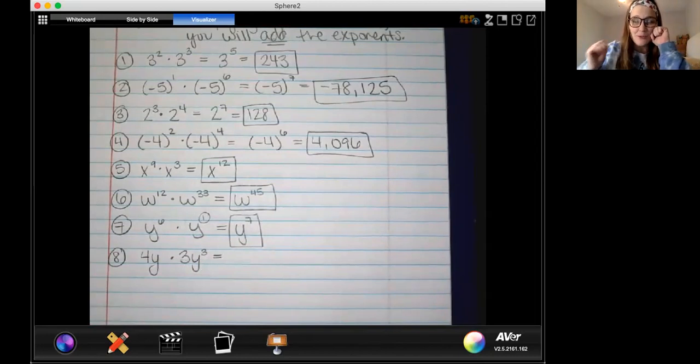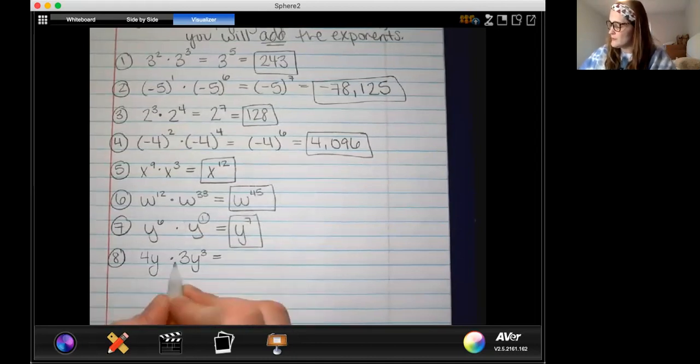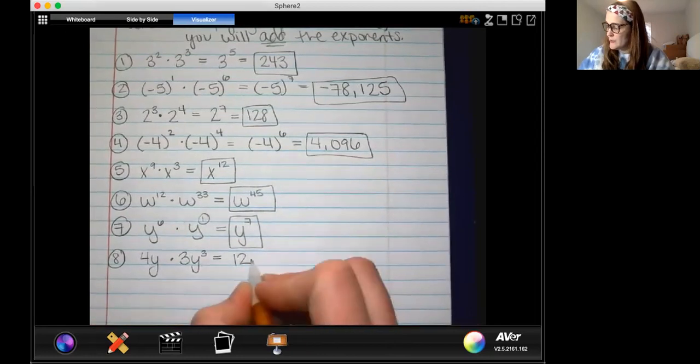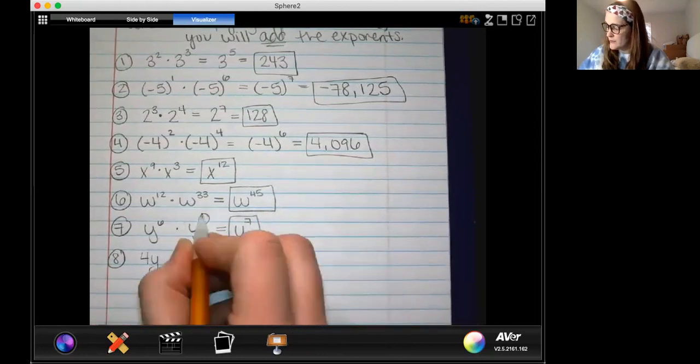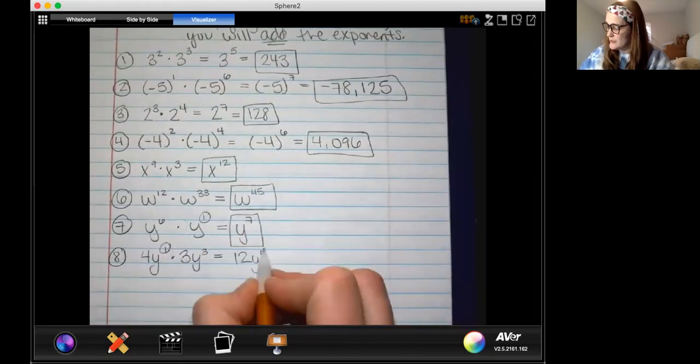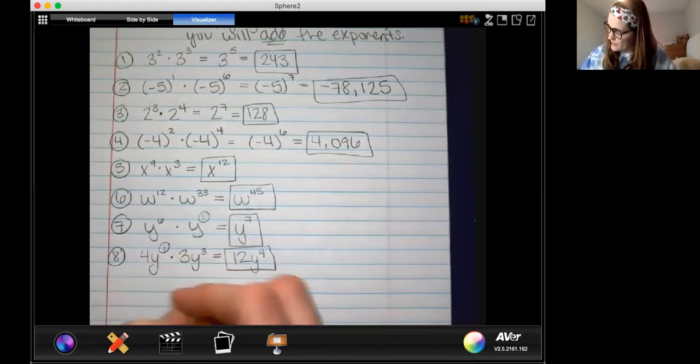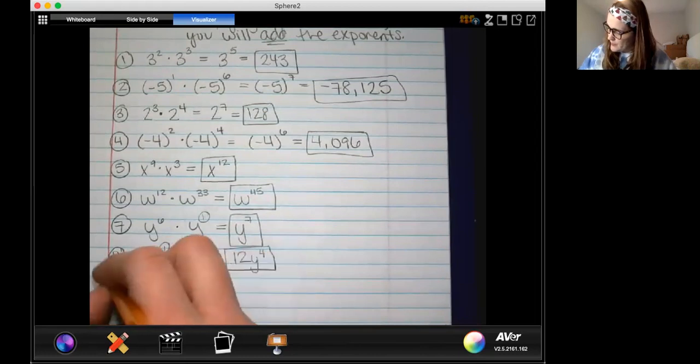4y times 3y cubed. So when you're multiplying, you can multiply the numbers like normal, and then you add the exponents. So 4 times 3 is 12. Y times y cubed is y to the 4th, in reference to what we talked about here. That 1 is imaginary. It's not really written there, but it is there. Okay, so again, multiply numbers, add exponents.